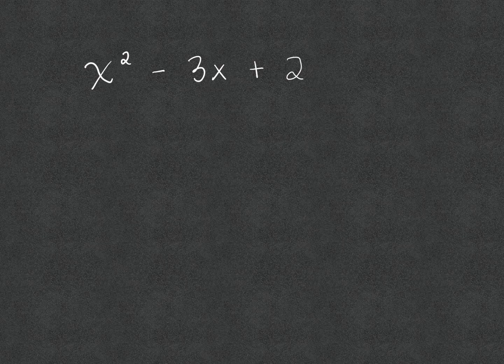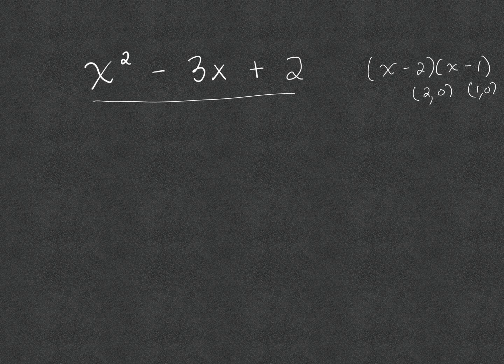So we have x squared minus 3x plus 2. And by the way, can you factor that? Yeah, that would be x minus 2 times x minus 1. And that becomes important because when you're graphing, you're going to get 2 points, (1, 0) and (2, 0). Anyways, we're going to complete the square here.